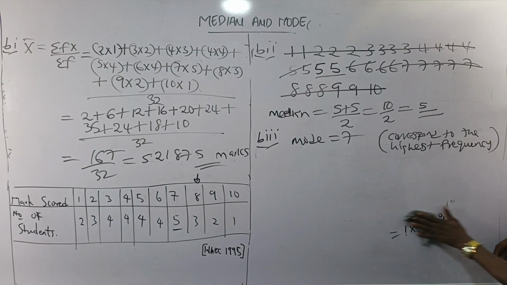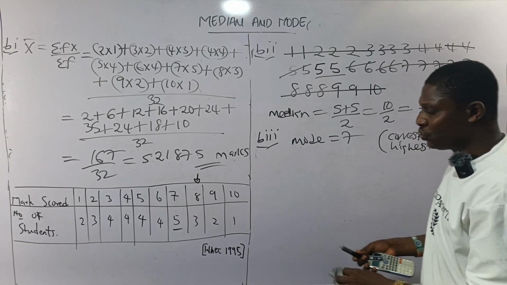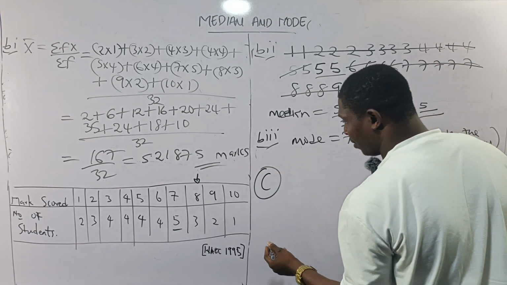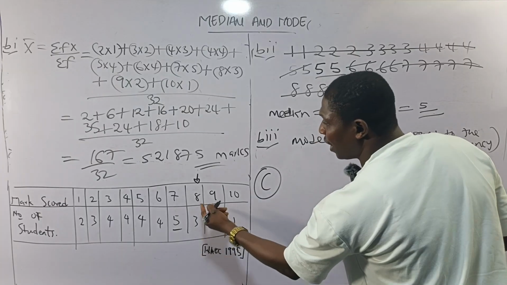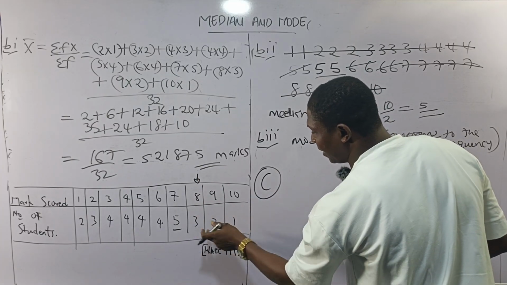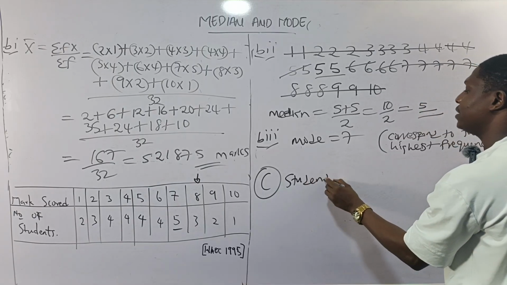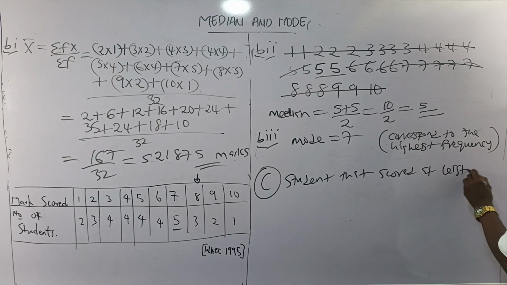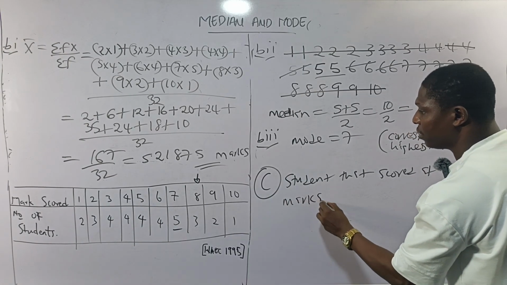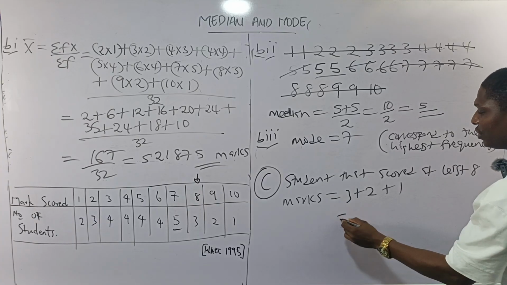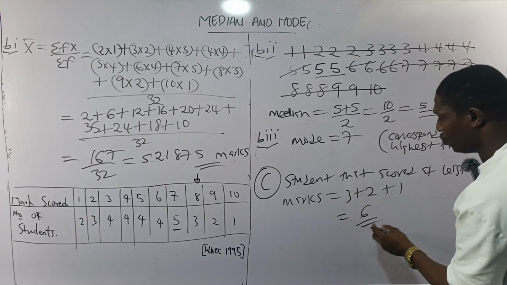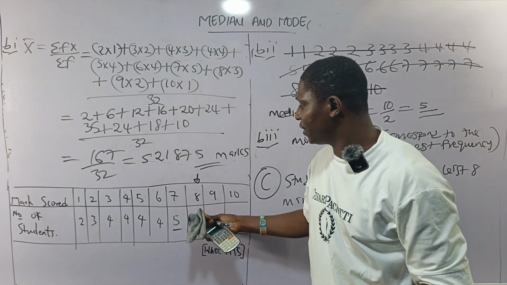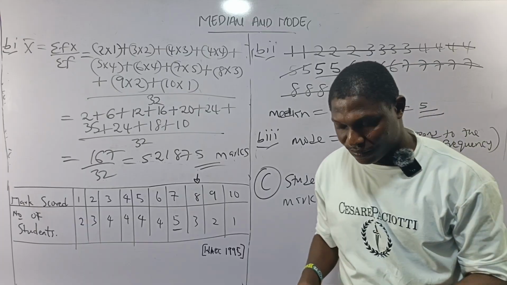So the last part, which is C, says calculate the number of students that scored at least 8 marks. Students that scored at least 8 marks are those that scored 8 and above, which is 8, 9, 10. So students that scored at least 8 marks equal 3 plus 2 plus 1, which is equal to 6. So we have 6 students that scored at least 8 marks. So this is the solution. Thank you.